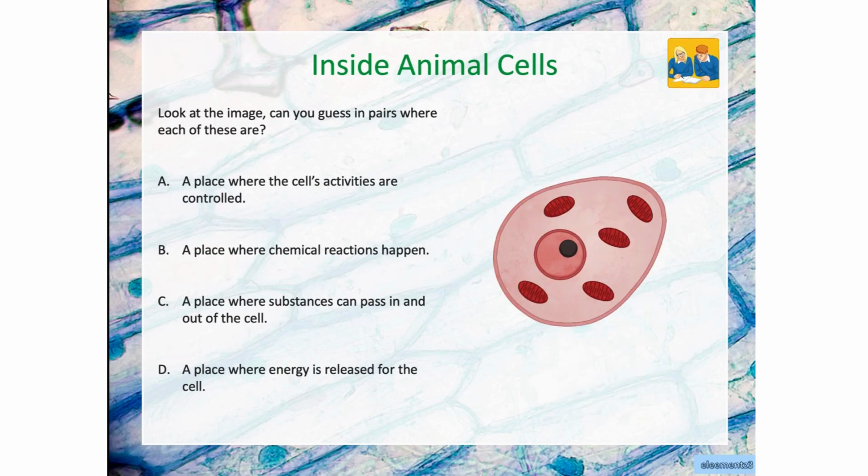Look at the image. Can you guess in pairs where each of these are? A place where the cell's activities are controlled. A place where chemical reactions happen. A place where substances can pass in and out of the cell. A place where energy is released for the cell. I hope you got it right. That's our B, that's our C, and finally our D, indeed.